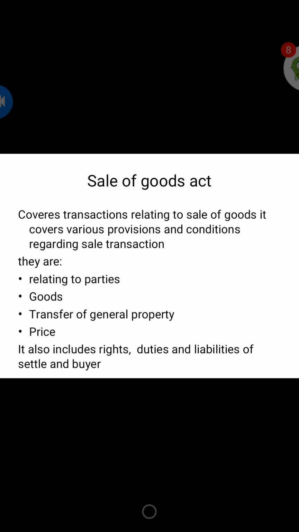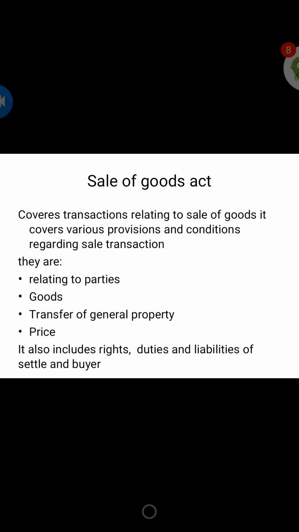The next is transfer of general property. Here transfer of general property means you are going to transfer the ownership of the goods. Then the next is price. Price means the consideration, and in a sales transaction the consideration should always be money. It also includes the rights, duties and liabilities of the seller and the buyer.